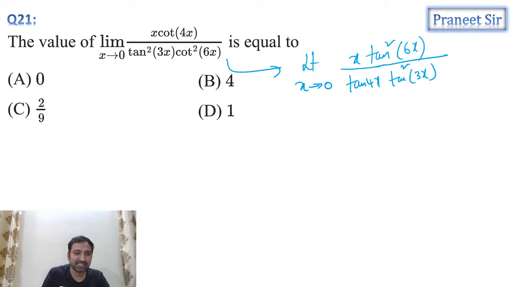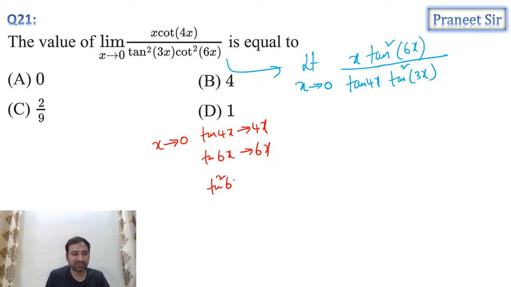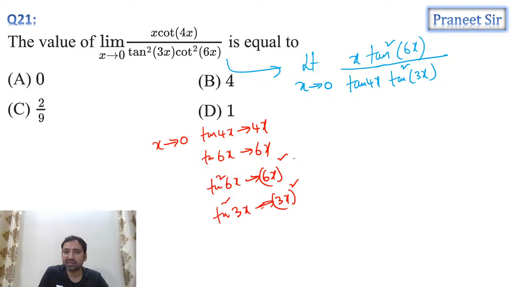But see, when x is tending to 0, can I replace tan 4x with 4x? Can I replace tan 6x with 6x? Can I replace tan square 6x with 6x whole square? Same way, can I replace tan square 3x with 3x whole square? Can I do it like this? So if you substitute all these values here, what do we get, guys?